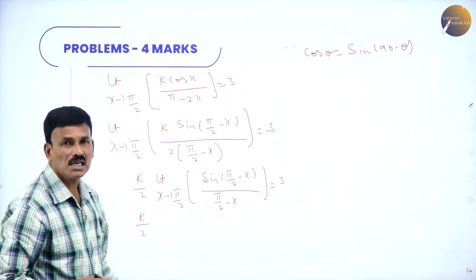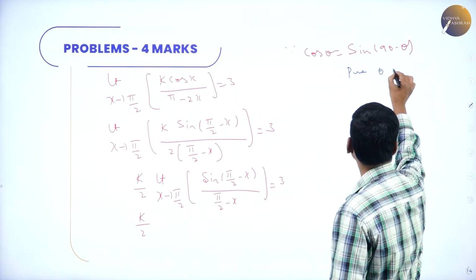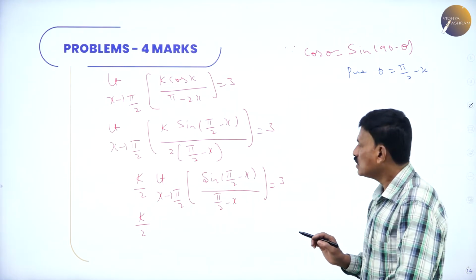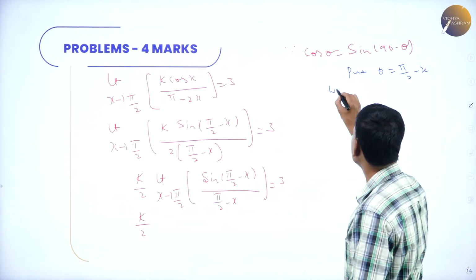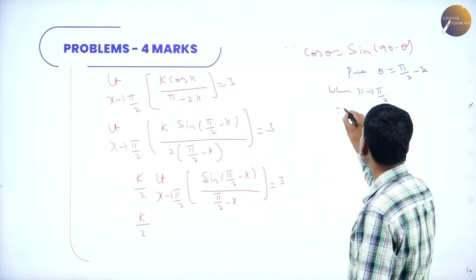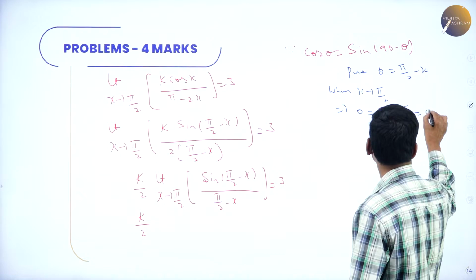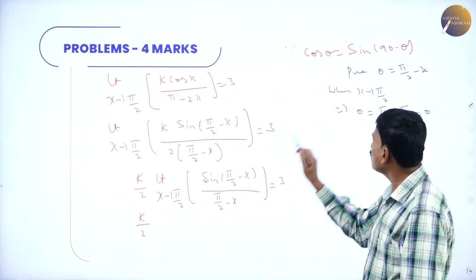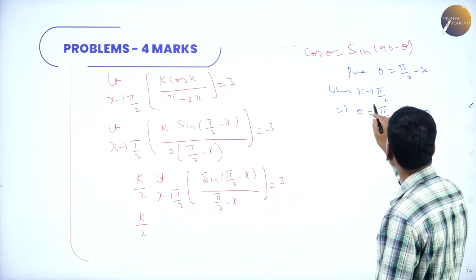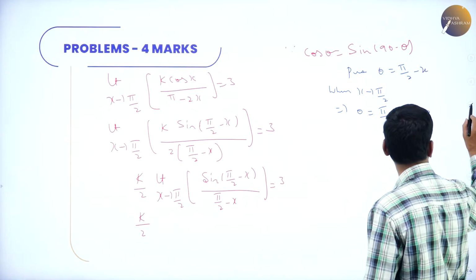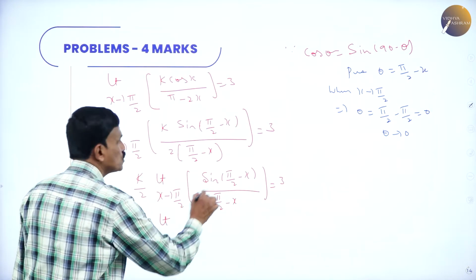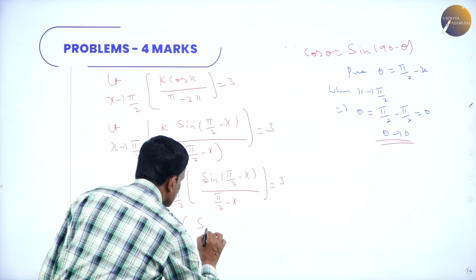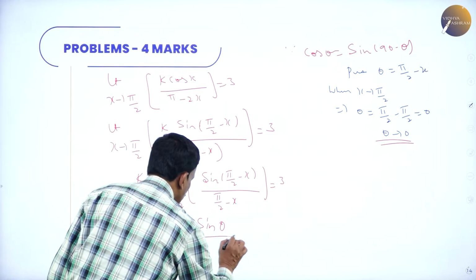Now, how to evaluate this? This can be evaluated by taking a substitution. Put theta is equal to pi by 2 minus x. Then this reduces to sin theta divided by theta. Whenever a substitution is taken, the value of the limit also changes. When x tends to pi by 2, theta is equal to pi by 2 minus pi by 2, which is 0, so theta tends to 0. Therefore, this becomes k by 2 into limit theta tends to 0 of sine of pi by 2 minus x, which is theta, divided by pi by 2 minus x, which is again theta.